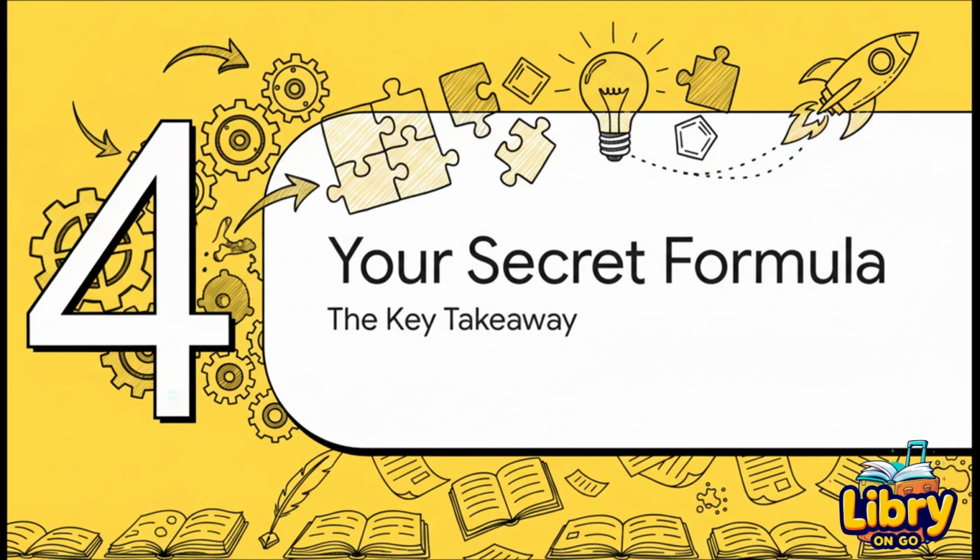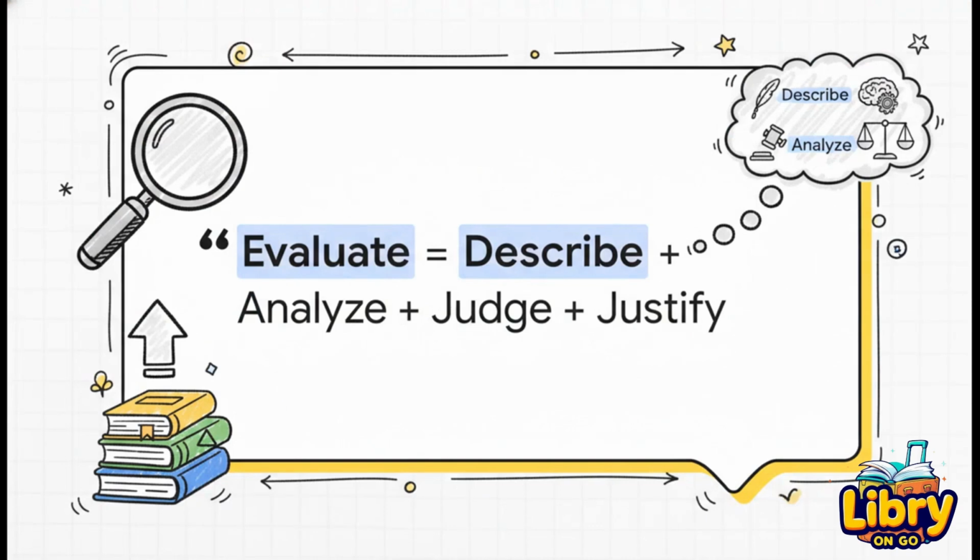Now, let's just boil this whole thing down to a simple, powerful formula that you can remember. This is it. If you remember only one thing from this whole explainer, let it be this equation. Evaluate equals describe plus analyze plus judge plus justify. It's pretty much your entire essay structure right there in one line.